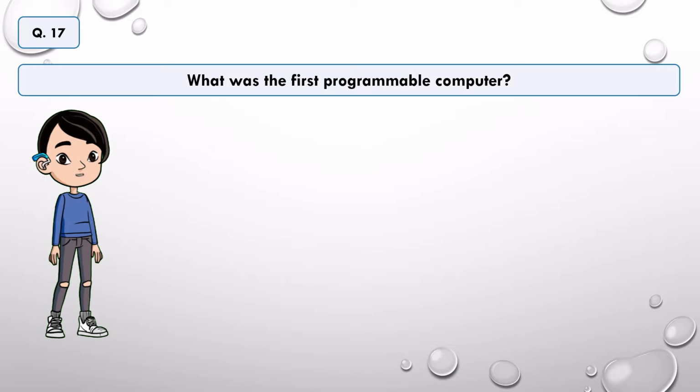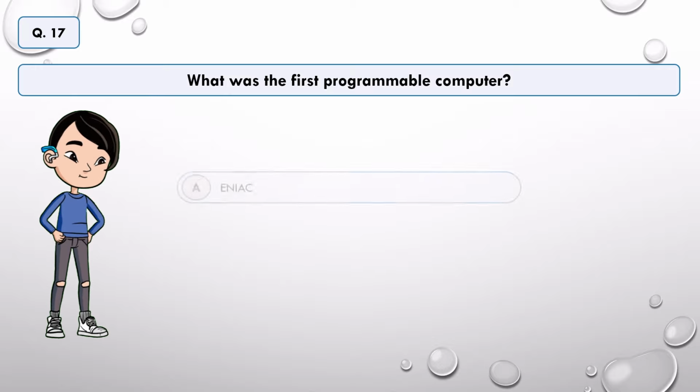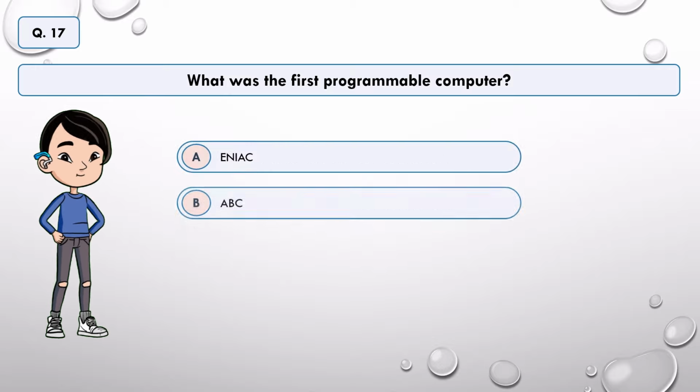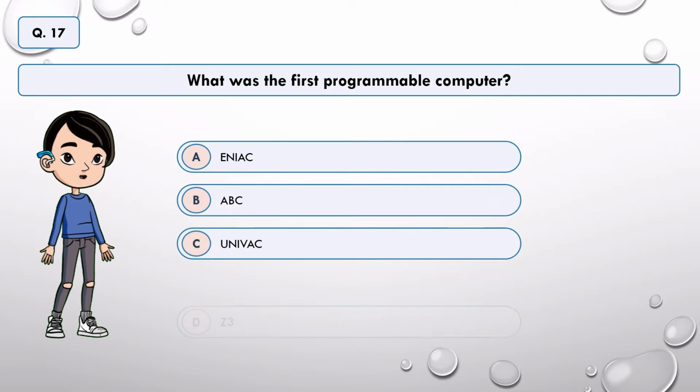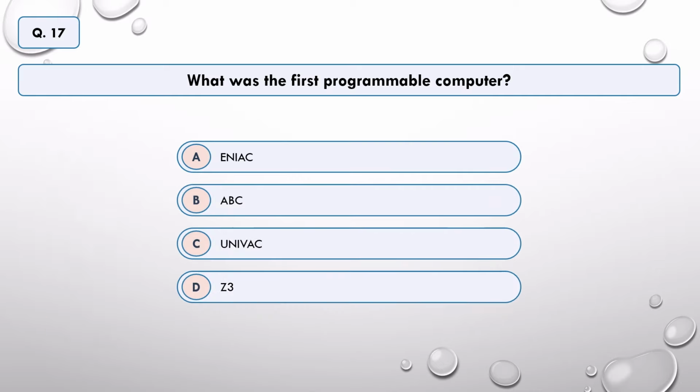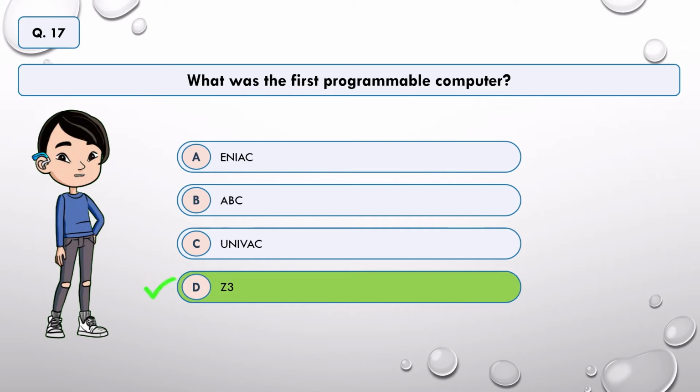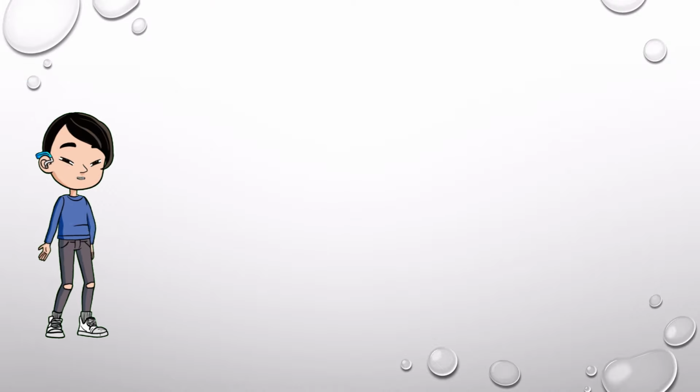Question 17. What was the first programmable computer? Options are A. ENIAC, B. ABC, C. UNIVAC, D. Z3. Answer is Z3.